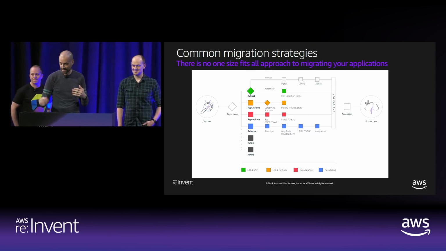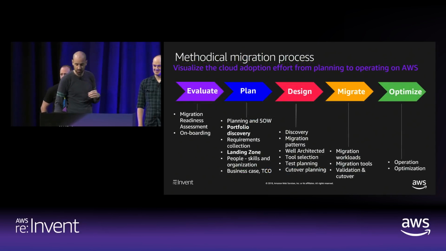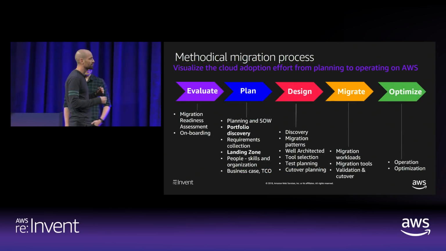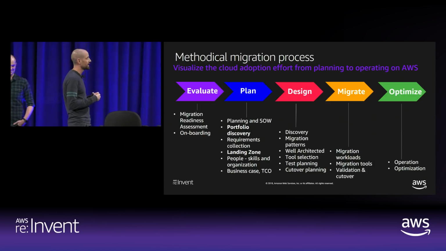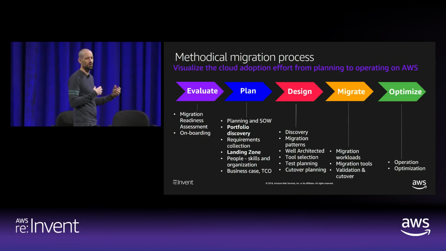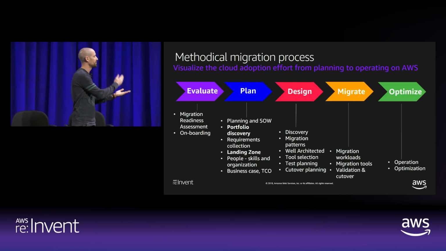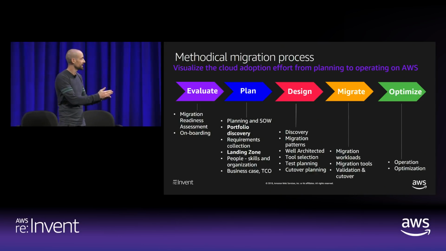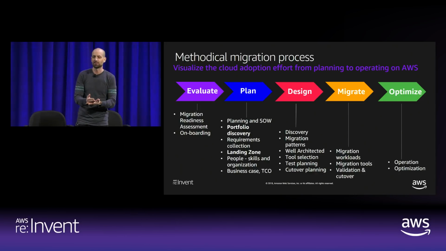So we really want to attack it in multiple phases. And that's what we do here. Over the course of the last 2.5 years, we have developed this process, and we call it our mental model. We go from evaluating what we have, to planning it out, designing, migrating, and optimizing.